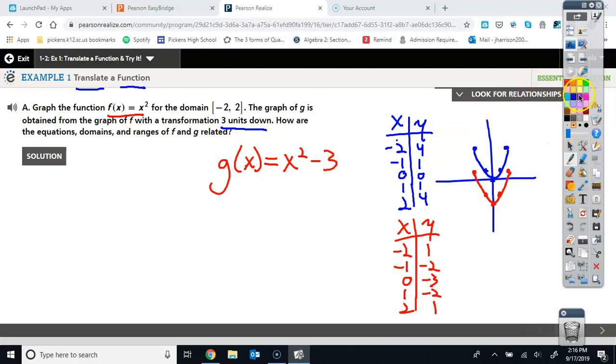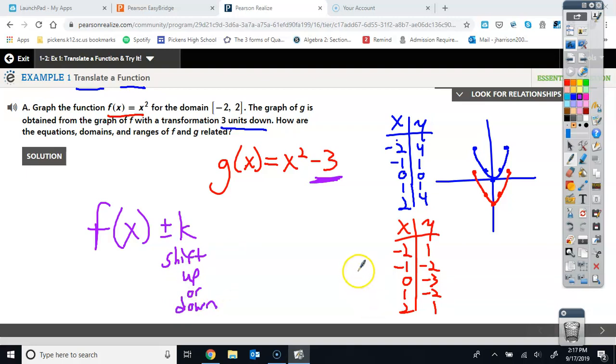What you will find is that no matter what function you work with throughout the rest of Algebra 2, or any math class for that matter, if you can add a number or subtract a number to the end of the function, you add it to all the y values or you subtract it from all the y values, this will shift or translate the function up or down across the coordinate plane. That is called a vertical translation.